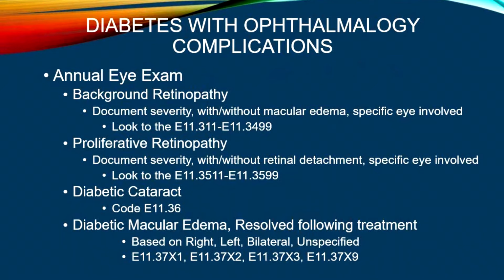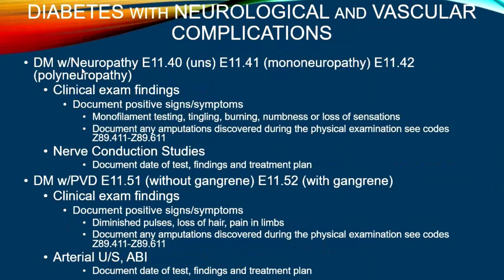The one thing that a lot of providers don't realize, for your diabetic patients that have macular edema, even once it's resolved following the treatment, it still codes to an MRA code. And a lot of providers don't realize that. So any of your patients that have that acute macular edema, they've been treated, it's resolved, you actually still can code for it and get a score. Your neurological complications is your neuropathy.